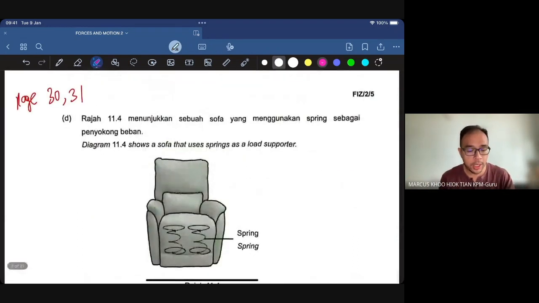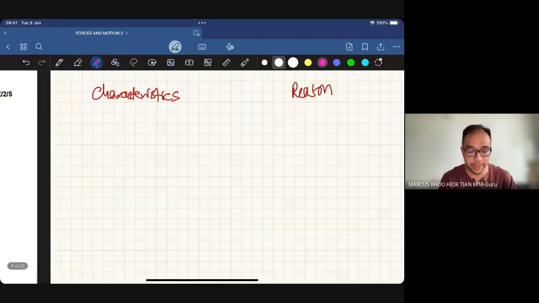Now for those of you who have the black book, this is page 30 and 31 in the black book. You can actually refer to this in the black book. But for the sake of our discussion today, let's give the answers as well.